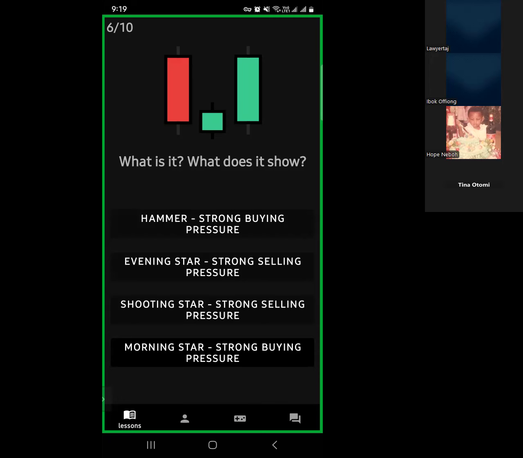Okay, I hope you learned that. As an inverted pattern. So what is this and what does it show? Hammer, strong buying pressure. Evening star, strong buying pressure. Shooting star, strong selling pressure. Morning star, strong buying pressure.